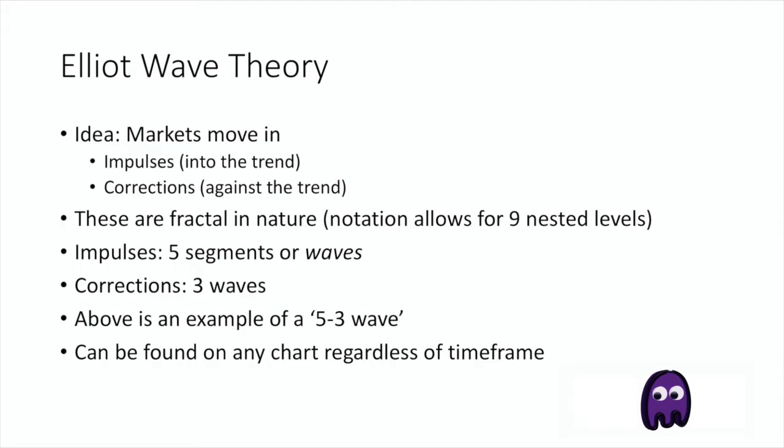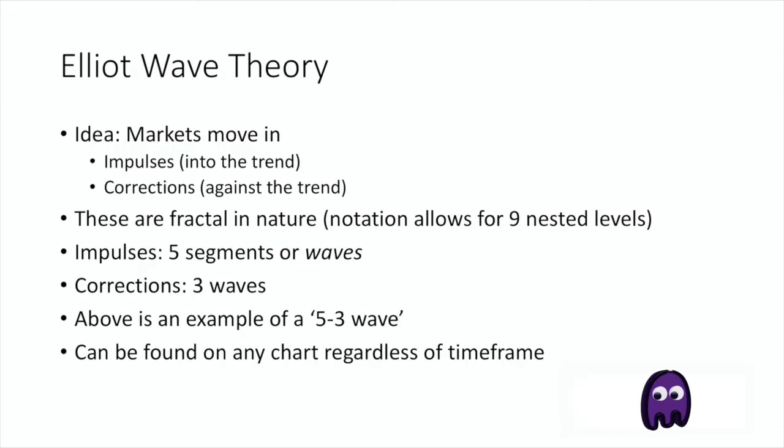So we recall that markets tend to move in impulses into the trend and corrections away from the trend. These are fractal in nature. Our notation allows for 9 different nested levels of fractal behavior. In reality, we only use 2 or 3. The basis of Elliott wave analysis is the 5-3 wave. In other words, impulses that occur in 5 segments or waves, and corrections which occur in 3 waves.